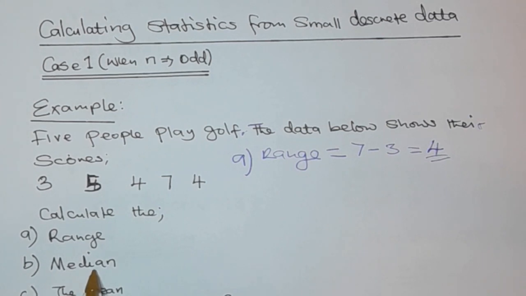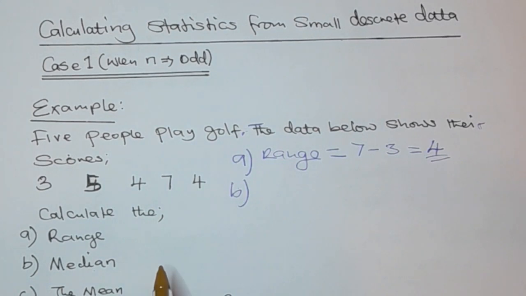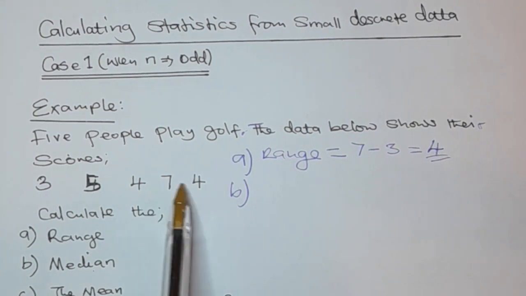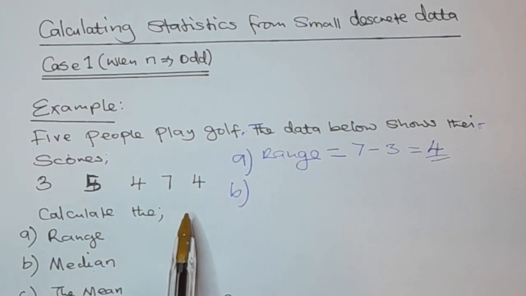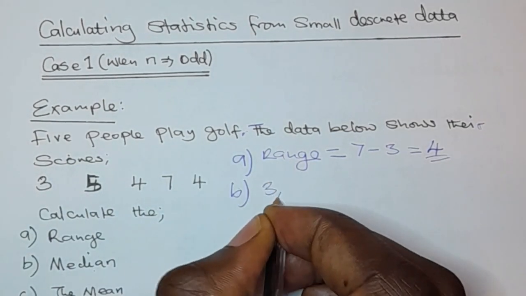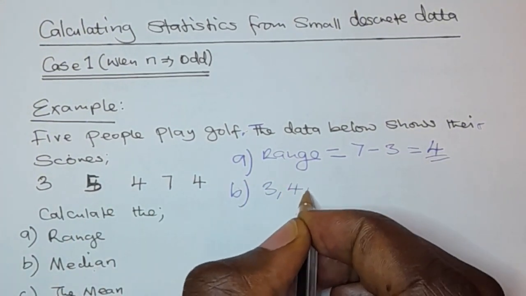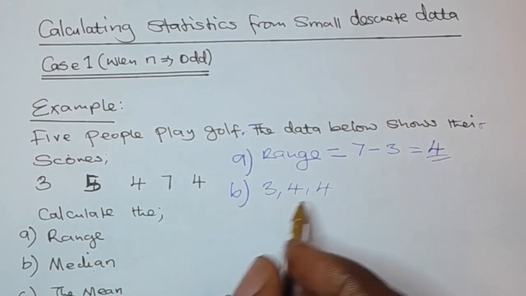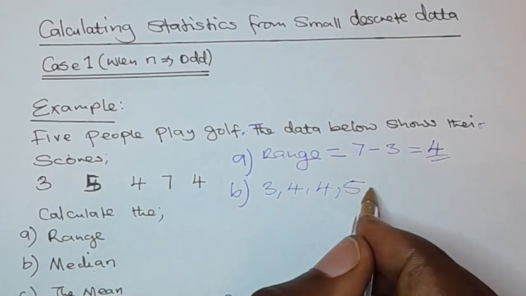B, they want you to find the median. The median is the middle value, the middle score, when all these scores have been arranged from smallest to largest. So the smallest is 3, so we have 3. We have 4, we have two 4s actually, this one and this one, then 5 and 7.